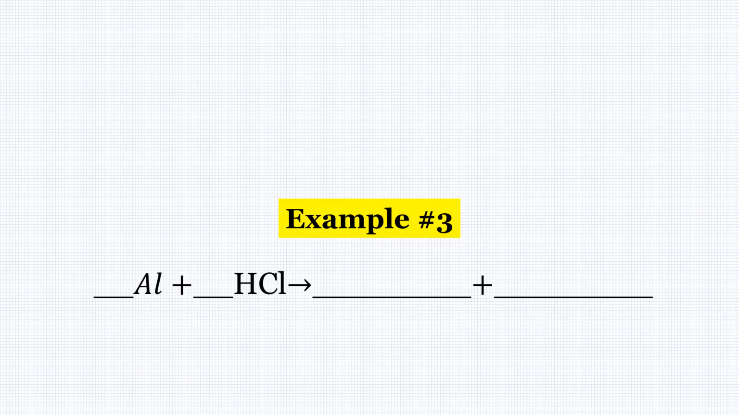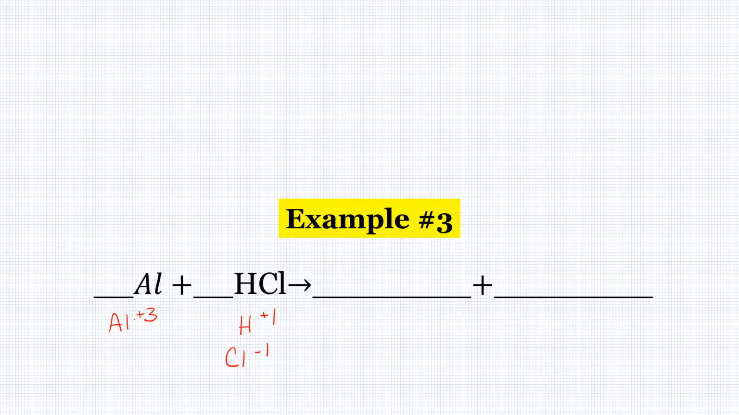All right, here's another example. We have aluminum, and then we have HCl. HCl is an acid. It's hydrochloric acid. Okay, so let's go ahead and figure out our charges. We have aluminum, which has a +3 charge. We have hydrogen, which has a +1 charge, and then chlorine, which has a -1 charge.